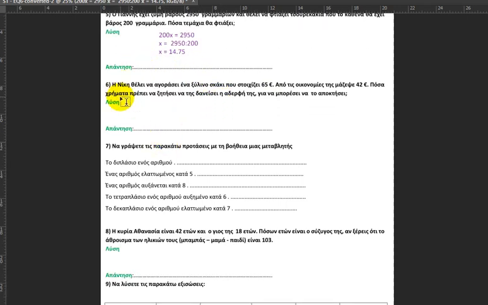Yep. All right. We have someone who wants to buy a wooden chessboard. It costs 65 euros. She has 42 euros. And how much does she need to buy it? Okay, so 42 plus x equals 65. So x must be equal to 65 minus 42. So x is equal to 23.